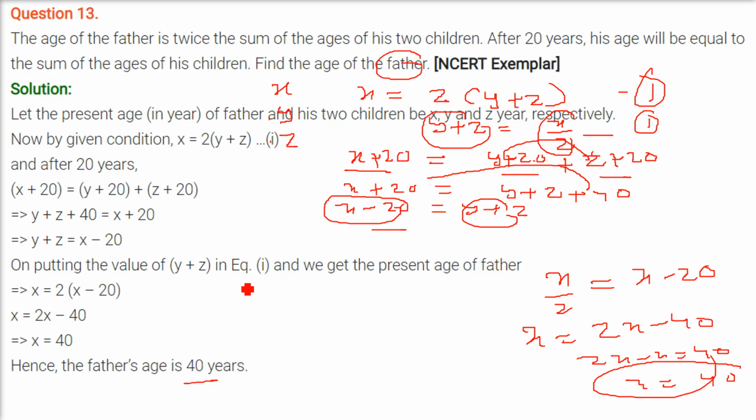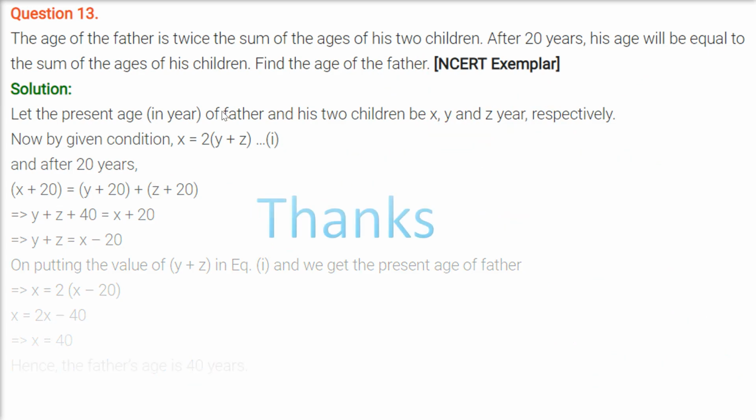So both questions are the same type, but we did them in different ways. So this is all about this exercise. But the main thing is we have done linear equations a lot. I didn't solve the linear equations in all the questions, but the main idea is to formulate the actual linear equation from the word problem.